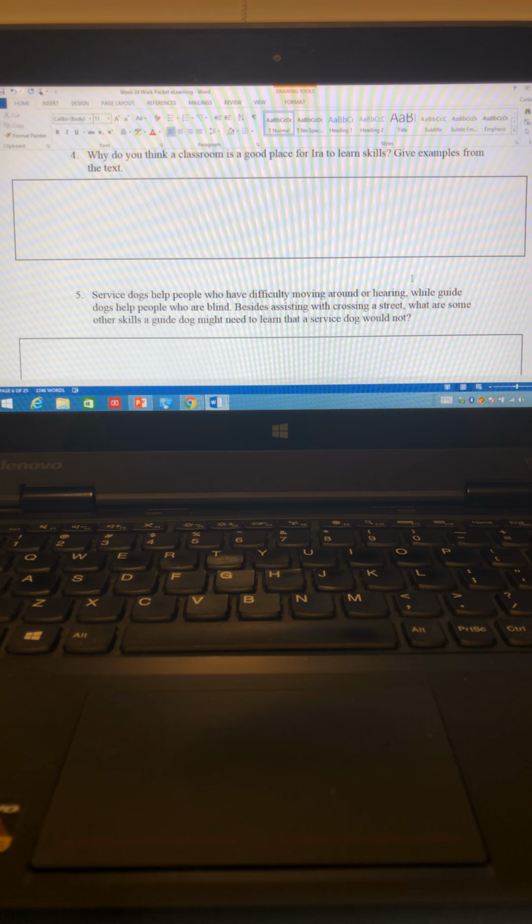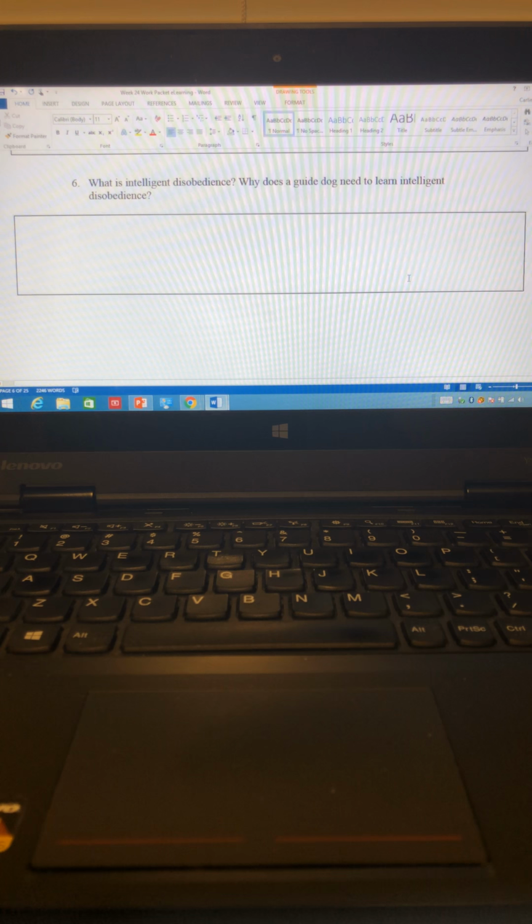Question 5, service dogs help people who have difficulty moving around or hearing, while guide dogs help people who are blind. Besides assisting with crossing a street, what are some other skills a guide dog might need to learn that a service dog would not? So think about the two, a service dog and a guide dog. Think about Ira from the story. She started as a service dog, and then she had to transition to becoming a guide dog. So think about some of the skills that are different between the two, and what are some of the skills that a guide dog might need to learn that a service dog would not.